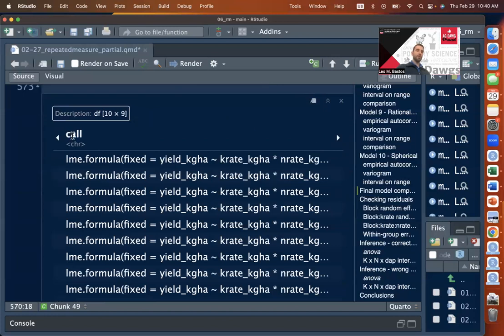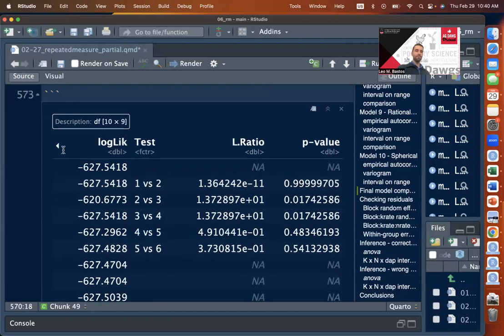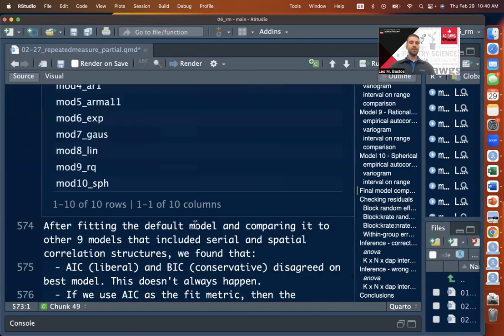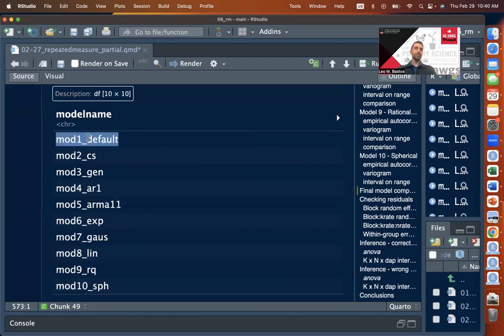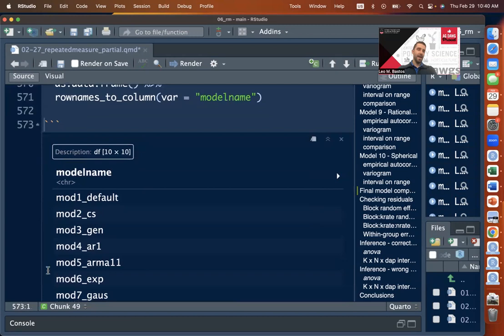We still have all the others. We have this call new function that is just telling us what was the formula that was used for each one of the models. Maybe that would be of interest for you. For right now, it's not of interest to me, at least. Then all the other columns we already had on that output of the ANOVA. So now that we have as data frame, if you connect that with the row names to column, it's going to bring in those model names under this column here called model name. So this is an actual column now. It's not the row names anymore.